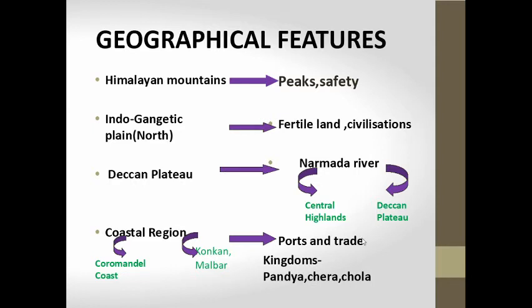Next comes the coastal region, which is divided into the Coromandel coast, in the eastern part, and the Konkan coast, that is the Mumbai region, and the Malabar coast, that is the Kerala region. The coastal region extends in India for about 6,100 kilometers. These ports were famous for trade. Many trades took place, and many kingdoms flourished in this coastal region like Pandya, Chera, Chola, etc.